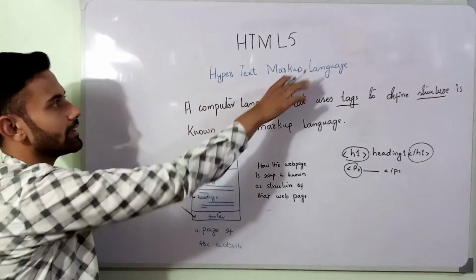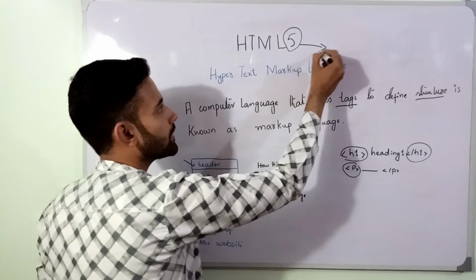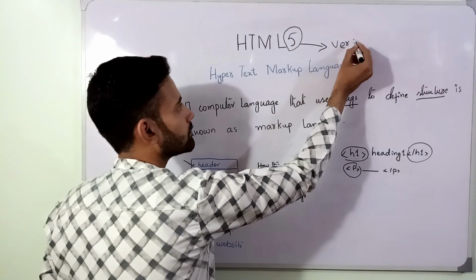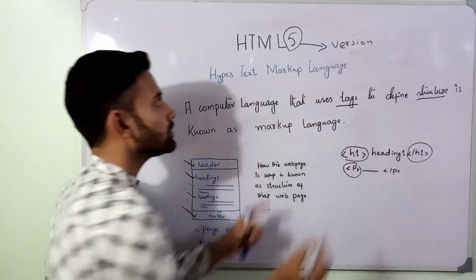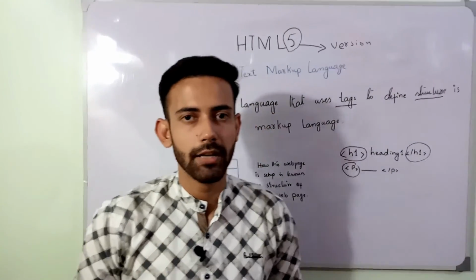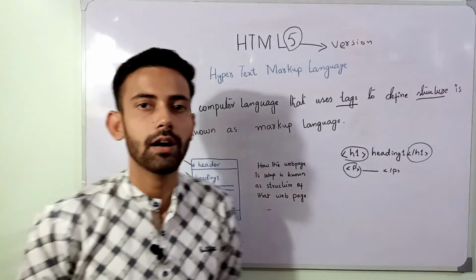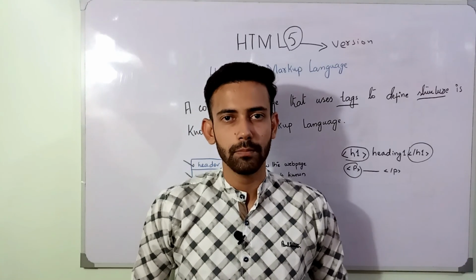Hope the whole thing is clear. Now what is this 5? Well, this 5 is basically the version. This is the version of HTML that is currently used by the people in the industry. This is the latest version that we are teaching you. Hope this is clear.